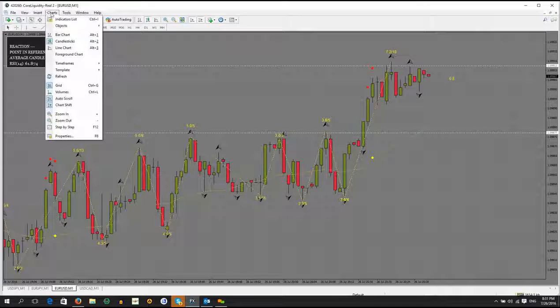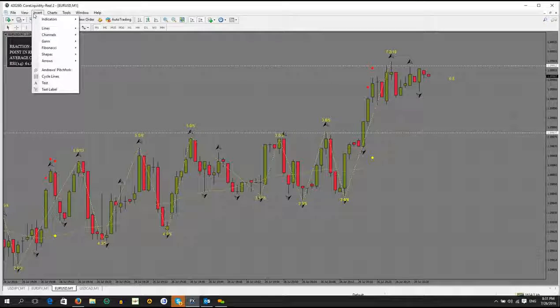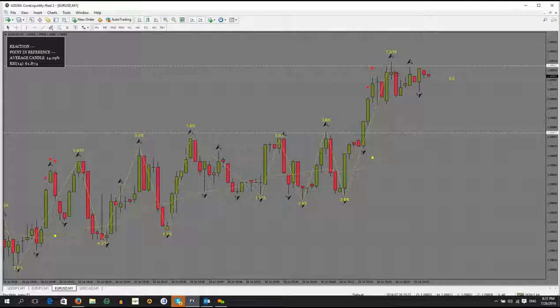I want to see what the price is doing on this level. Okay, don't sell on this level of resistance that I put here, okay? I just put it to delimit this area.